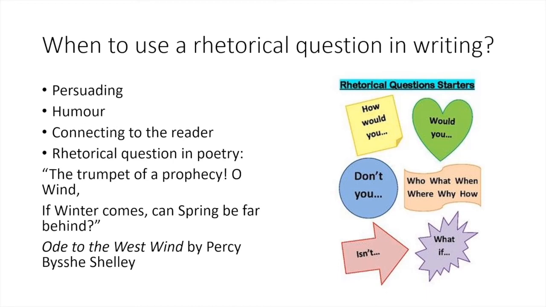"The trumpet of a prophecy! O Wind, if Winter comes, can Spring be far behind?" The rhetorical question is there. So, Shelley's asking the rhetorical question about seasons. If it's currently winter, spring will eventually come. This is why we do not need an answer for this question. We understand that after winter comes spring. It is obvious. So Shelley has used the rhetorical question in such a way that he wants to make the reader understand that just like the seasons, life will always change.